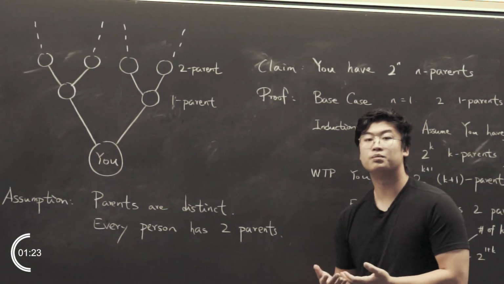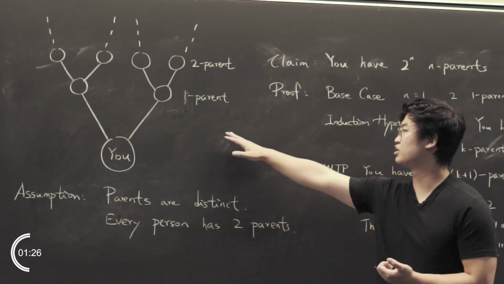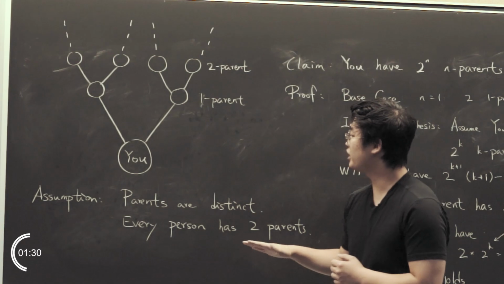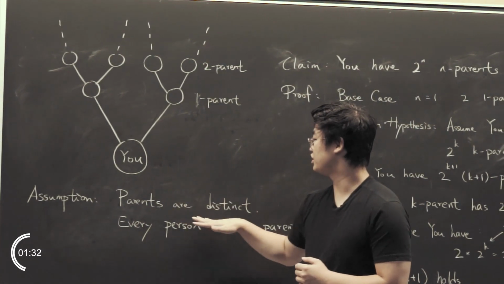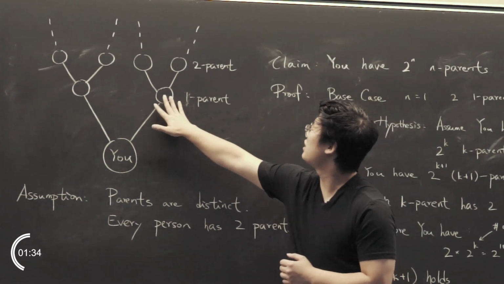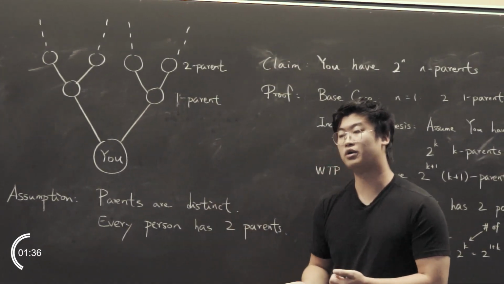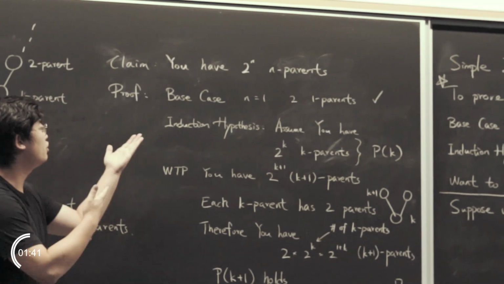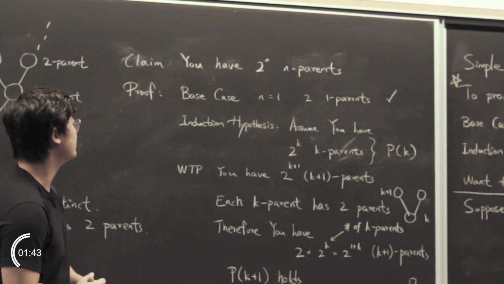Now that we have seen how simple induction works, we're going to try to solve a real problem. In this case, we're given a family tree, and we're trying to make the assumption that you have two distinct parents, and every single family member here also has two distinct parents. So now let's look at what we're trying to prove. We're trying to prove that you have 2 to the power of n parents.